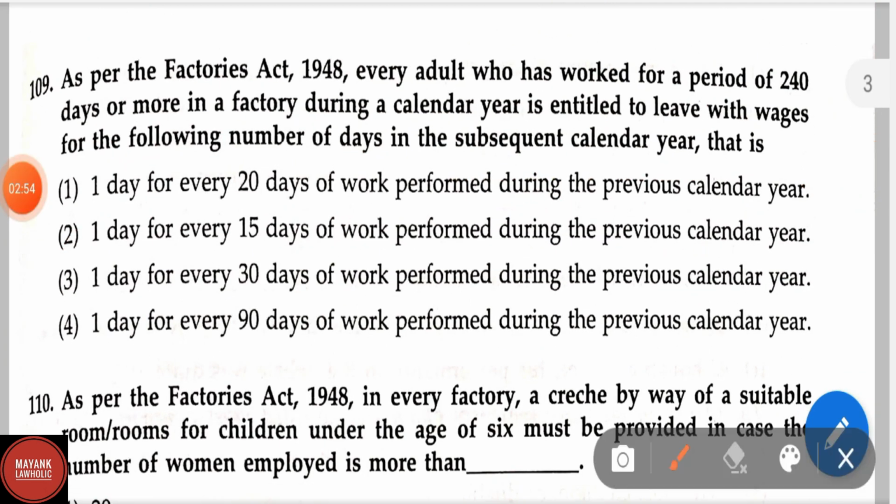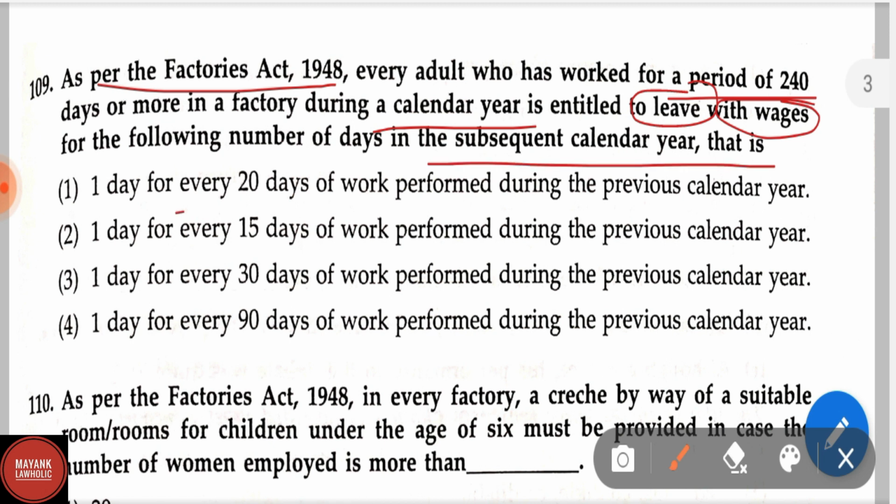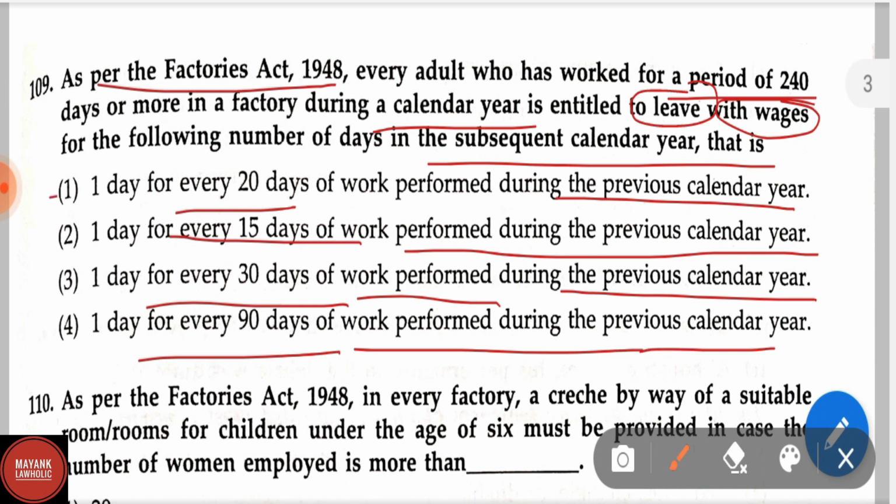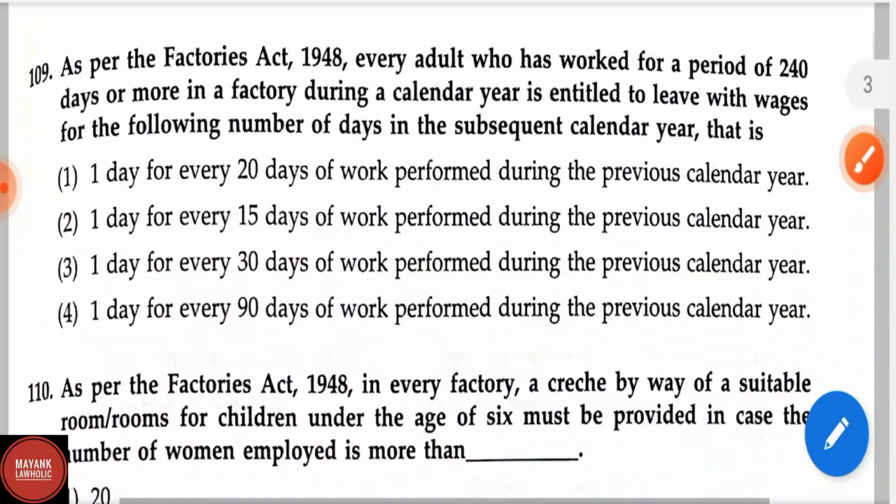As per the Factories Act 1948, every adult who has worked for a period of 240 days or more in a factory during a calendar year is entitled to leave with wages for the following number of days in the subsequent calendar year. Options are: 1 day for every 20 days of work performed during the previous calendar year; option second, 1 day for every 15 days of work performed during the previous calendar year; option third, 1 day for every 30 days of work performed during the previous calendar year; and option 4, 1 day for every 90 days of work performed during the previous calendar year. In this question, the correct answer is option number 1, that is 1 day for every 20 days of work performed during the previous calendar year as per the Factories Act 1948.